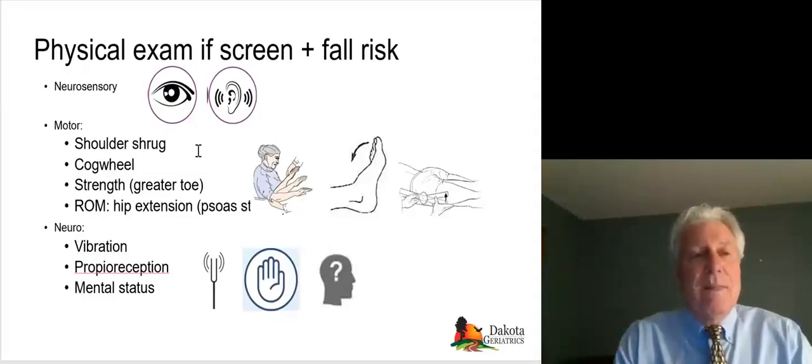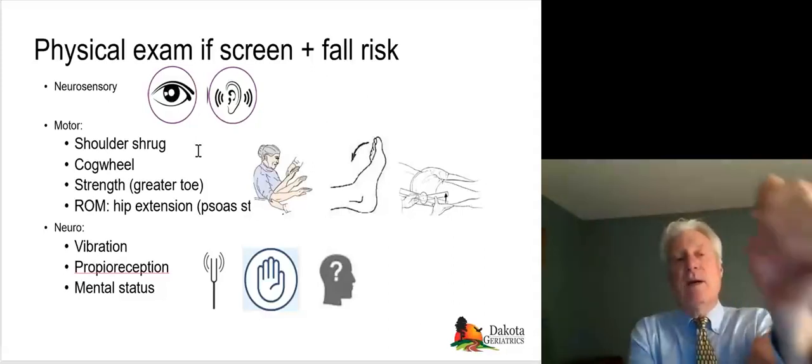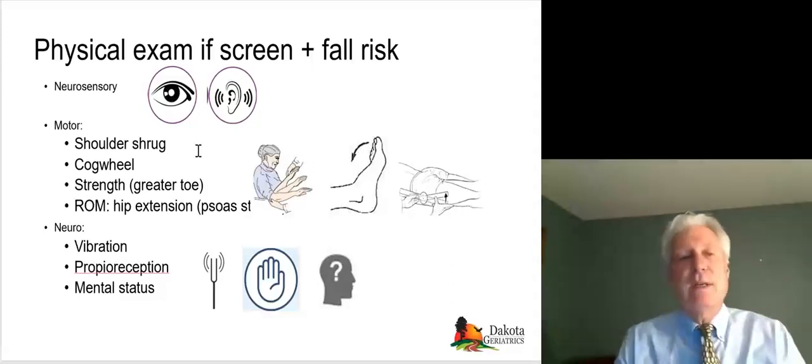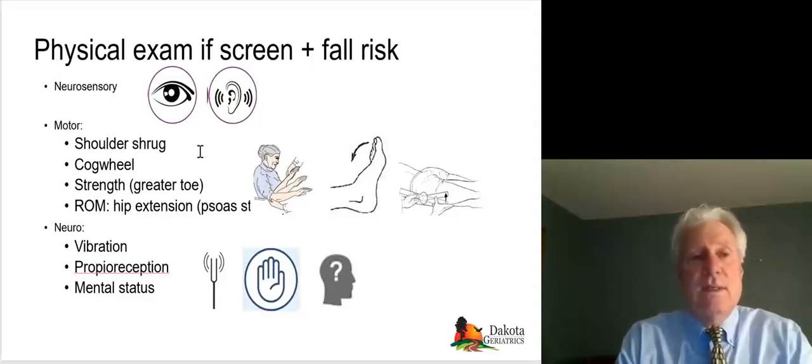In terms of the musculomotor exam, I like to do a shoulder shrug, and if they have any weakness there, that could indicate some central weakness. I check their arms for cogwheeling and seeing if there's any ratchetiness that's associated with Parkinson's-like syndromes or disease. I look for motor strength, again, the shoulder shrug, the arm.